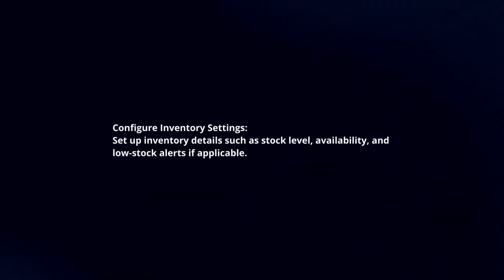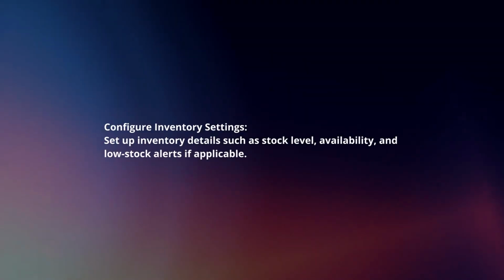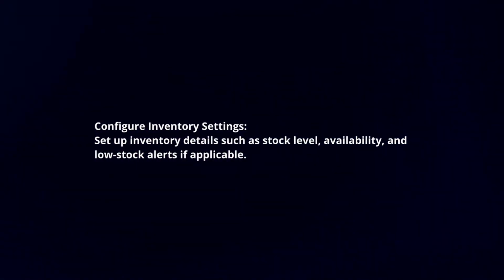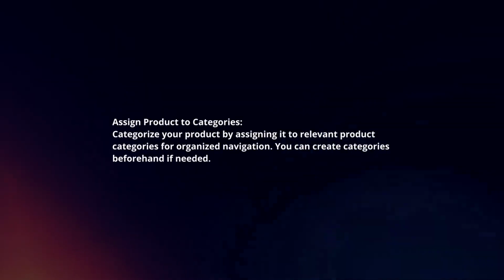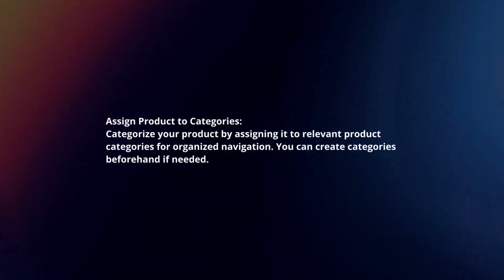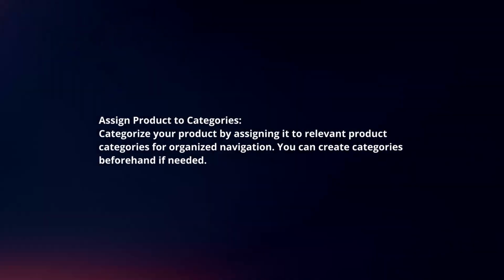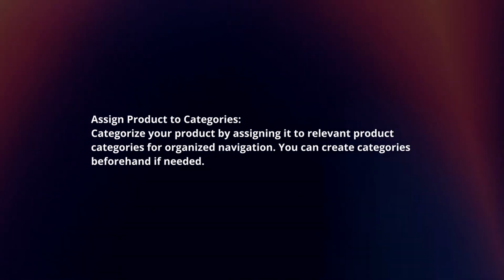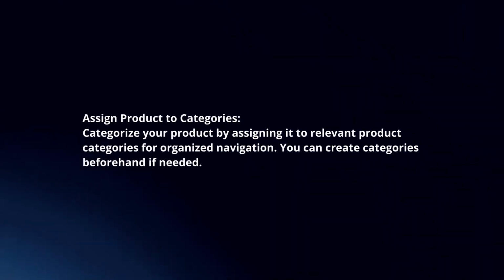Configure inventory settings. Set up inventory details such as stock level, availability, and low stock alerts if applicable. Assign product to categories. Categorize your product by assigning it to relevant product categories for organized navigation. You can create categories beforehand if needed.